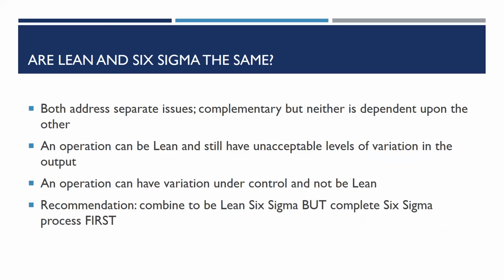Okay, so moving right along, some of you who are familiar with Lean and Six Sigma have likely noticed I'm deliberately separating Lean and Six Sigma, and some of the audience may have heard the phrase Lean Six Sigma without any separation. I want to call out that Lean and Six Sigma are two different processes. Both concepts address separate issues, and while they are complementary to each other, neither is dependent upon the other. So a process can be lean and still have unacceptable levels of variation, and likewise, a process can have little variation but not be efficient.